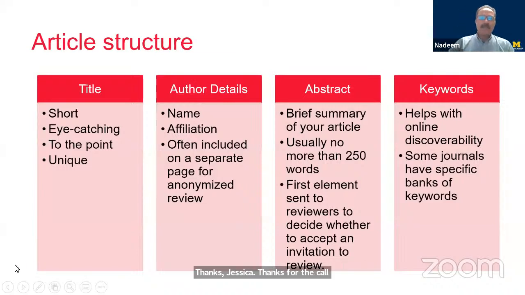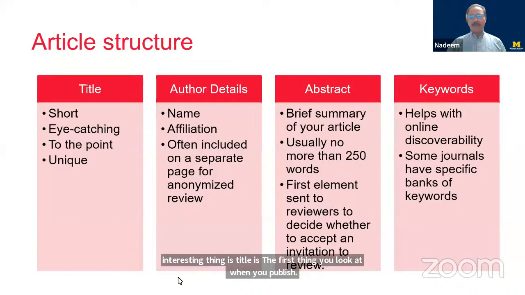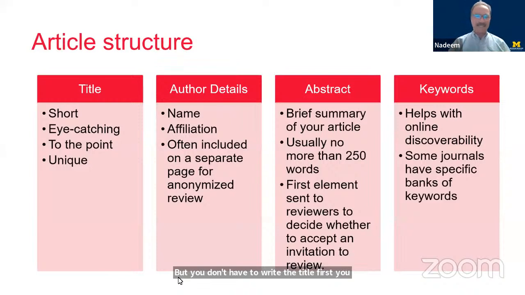So when we talk about the article structure, the first thing obviously is title. The interesting thing is title is the first thing you look at when you publish, but you don't have to write the title first. You have to write the manuscript first, and then you can, based on your complete story, you pick a title. So it should be short, eye-catching, to the point, unique.